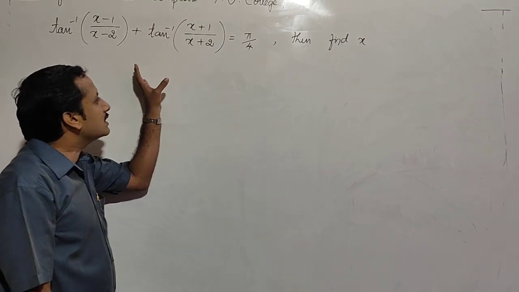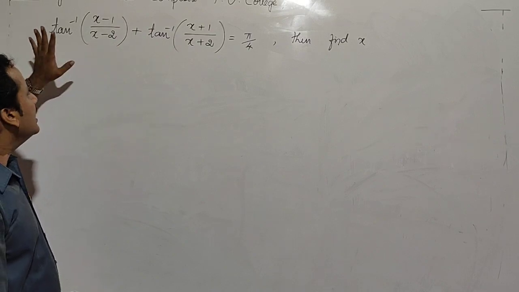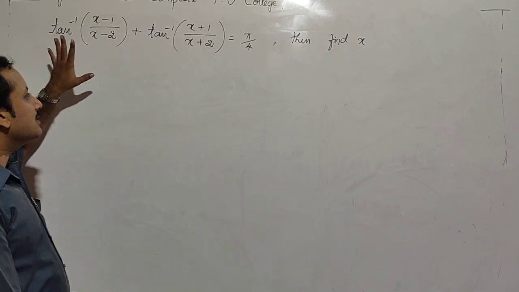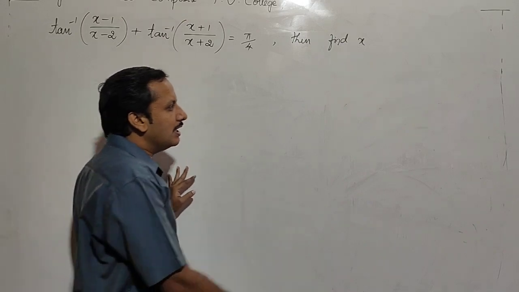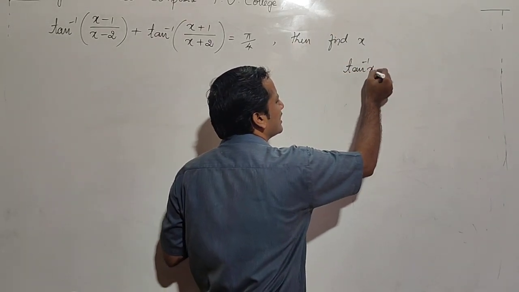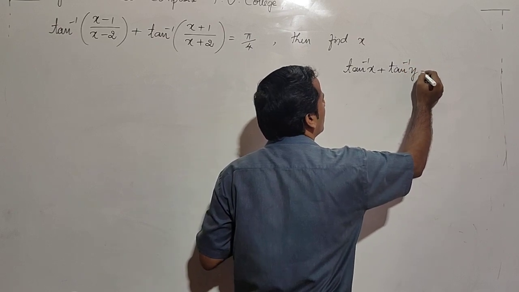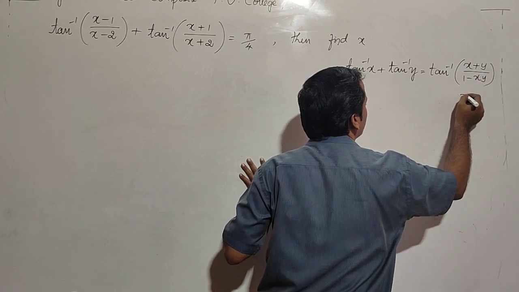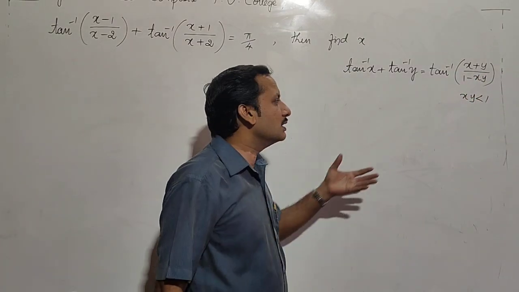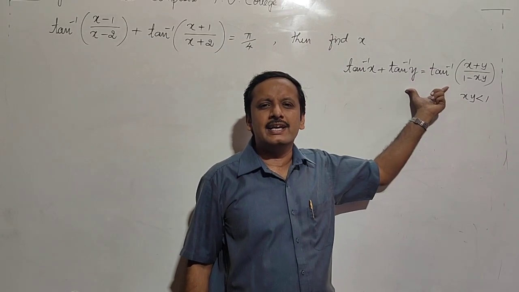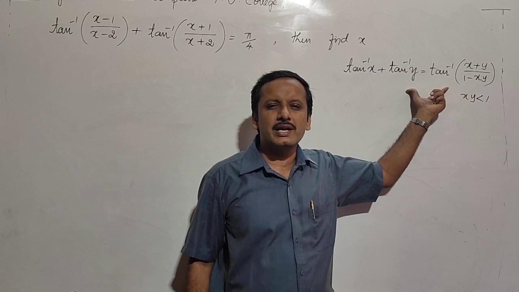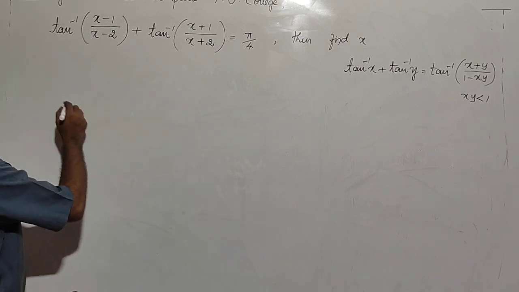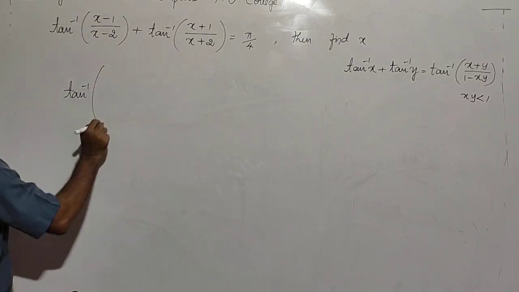So when I look at this expression, this LHS looks like tan inverse x plus tan inverse y. You already know this formula, that is tan inverse x plus tan inverse y is equal to tan inverse of x plus y divided by 1 minus xy, provided x and y are less than 1. That formula I'm going to use here. It looks like tan inverse x plus tan inverse y, so that will give us tan inverse of x plus y.